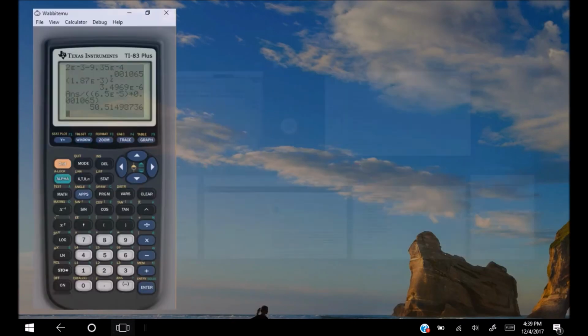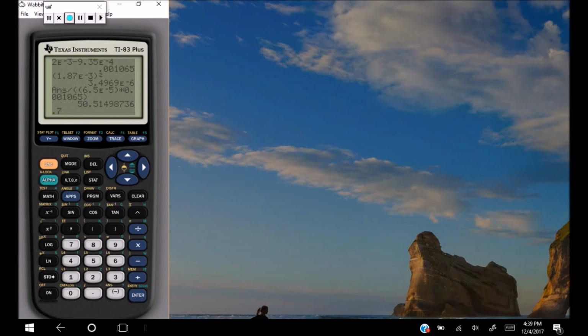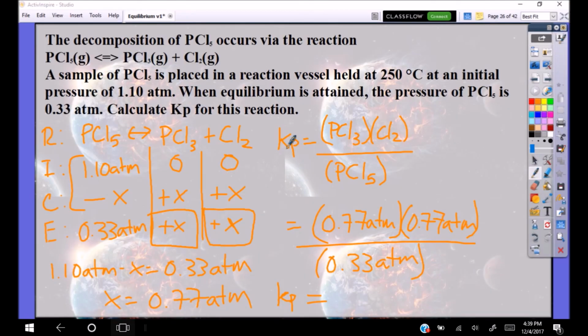What is Kp going to be equal to? 0.77 squared, there you go, divided by 0.33. And I'm going to round that. I get a Kp of 1.80. All right, so 1.80 is my Kp value.